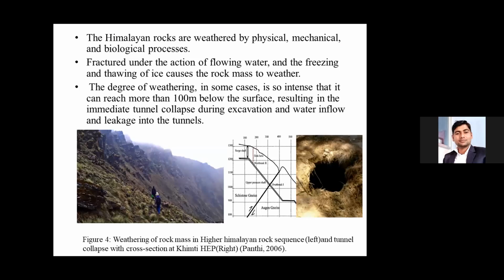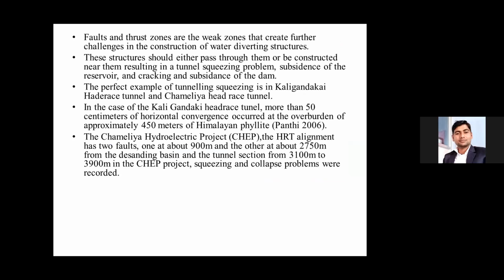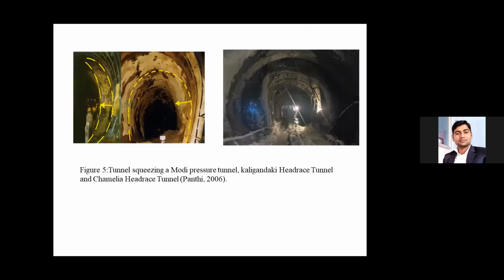And this is in the weathered rock, during the excavation, the degree of weathering is very intense. So there was a collapse during the excavation in cross section of Khimti hydroelectric project. And the fault and thrust zones are very weak. So this collapse is very severe in Himalayan zone.